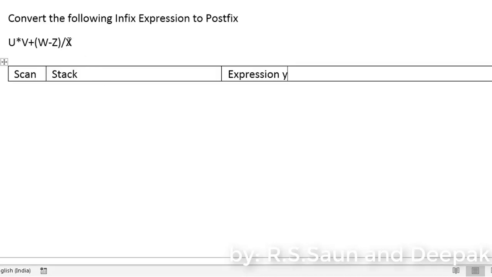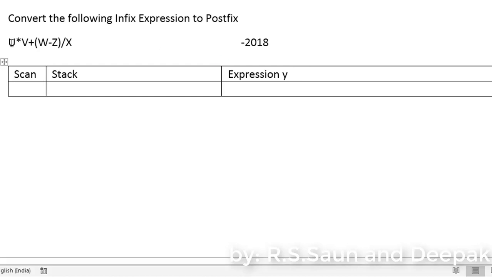Now here is another expression. You have to convert this infix expression into a postfix expression, and this was in 2018. This was the question of the year 2018. Now let us scan it. First of all, the first step is to push a right parenthesis to the stack straight away, and then add a left parenthesis to the expression.